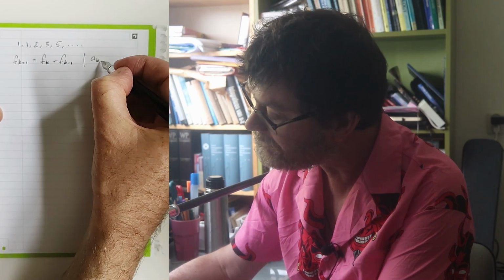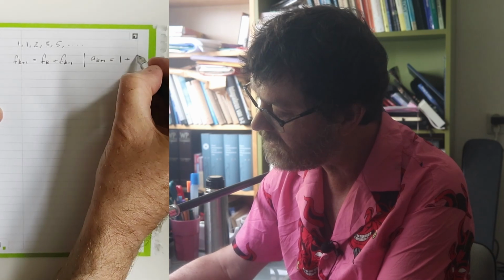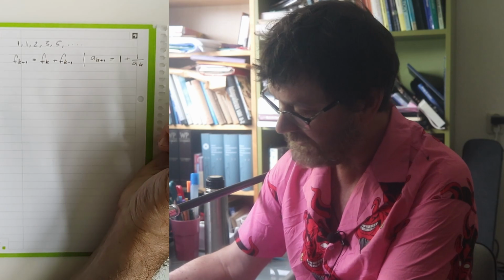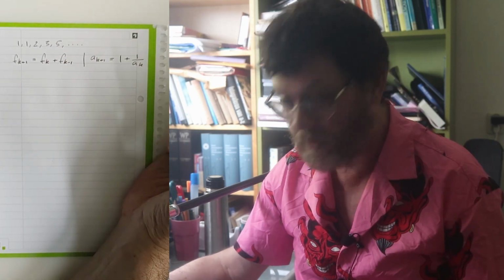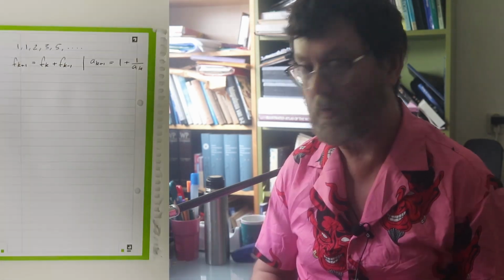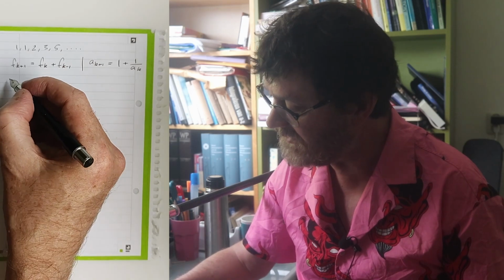and while we're at it we'll remind ourselves that a of k plus 1 is 1 plus 1 over a of k. That's the recurrence relation form of the formula we used for the golden ratio in a previous video. So we want to look at the relationship between these two things. So we want to look at the ratio of successive Fibonacci numbers.